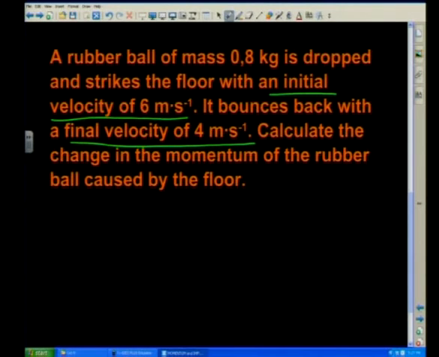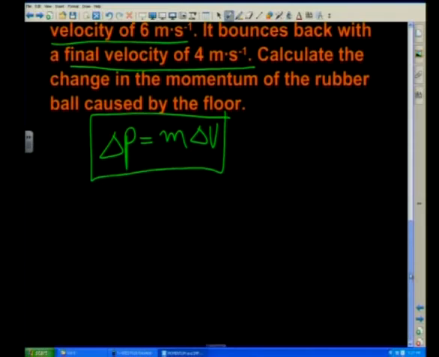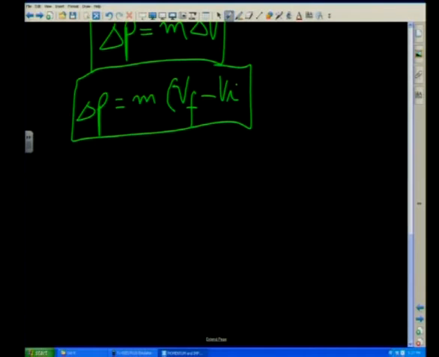Calculate the change in momentum of the rubber ball caused by the floor. Well, guys, change in momentum, what do we have? Well, delta P is equal to m delta V. There's my equation for the change in momentum. Okay, scroll down, give a bit more space, and we know that delta P is equal to m, where the change in velocity is the final velocity minus the initial velocity. So guys, there's our second equation there. All right. Now, guys, I've put both of the equations down.